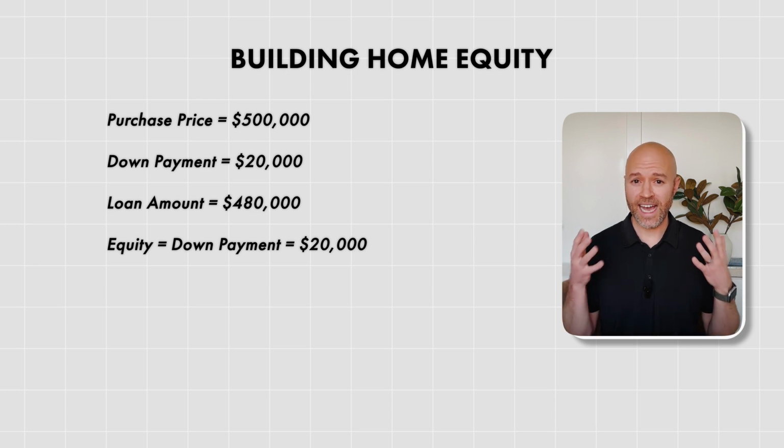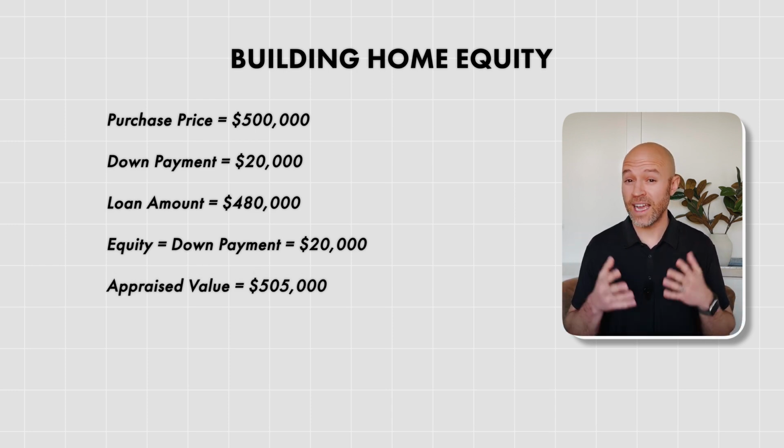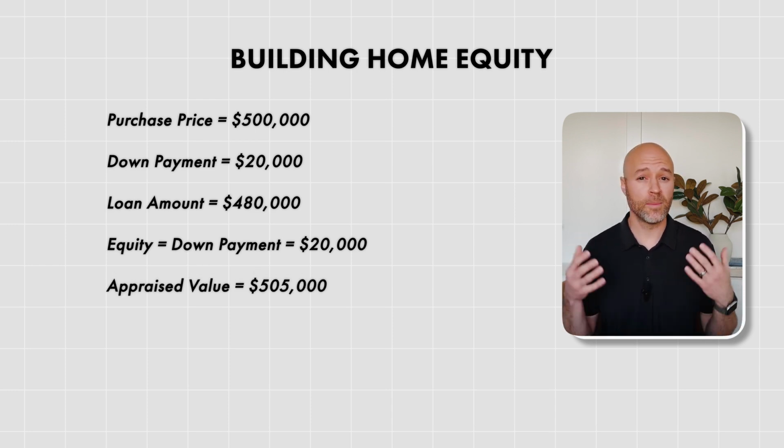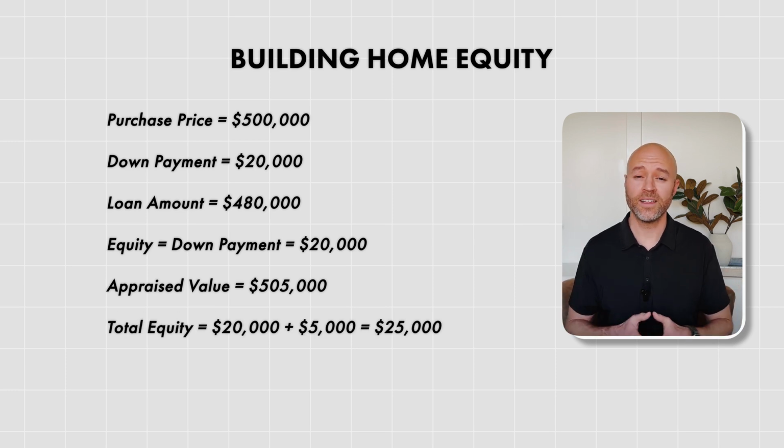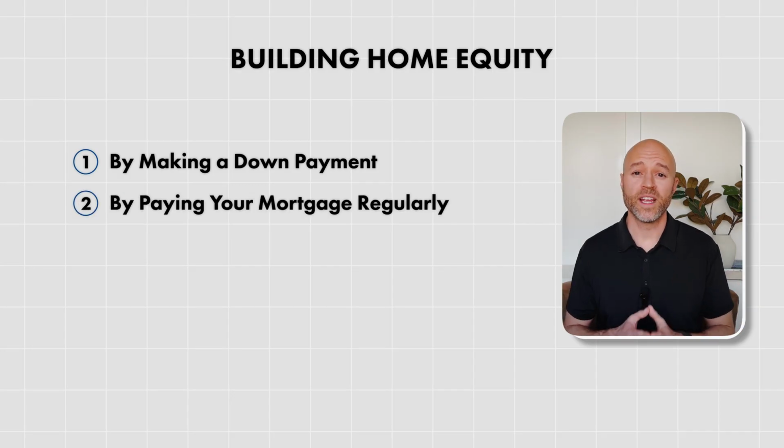Let's say the appraiser actually says the home is worth $505,000, and that's relative to other properties that have sold recently in the immediate vicinity. So you have your $20,000 down payment, plus you have $5,000 of additional equity because the appraiser believes the home is worth $505,000. Another way to build equity is by making regular mortgage payments.